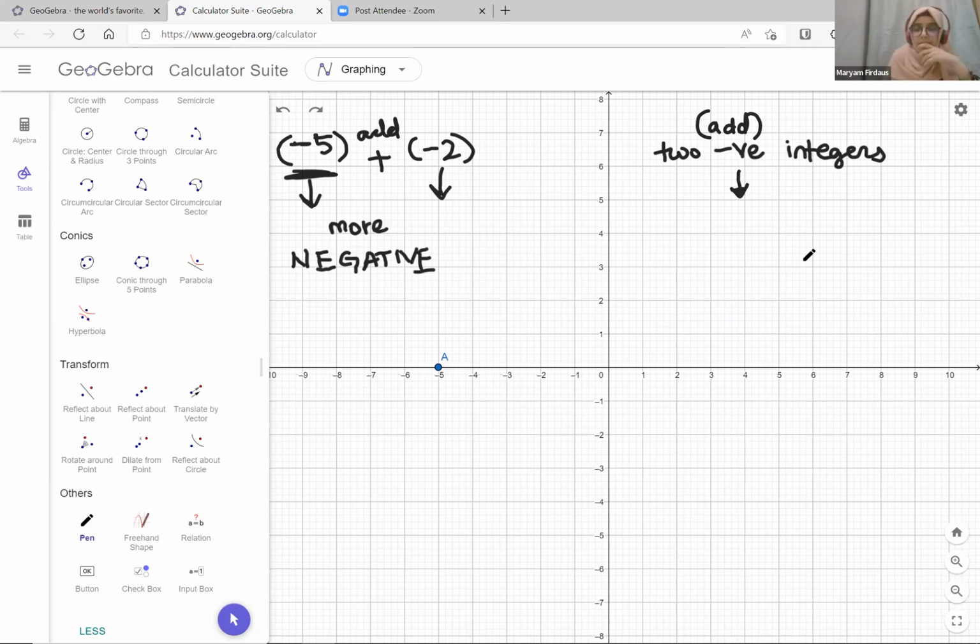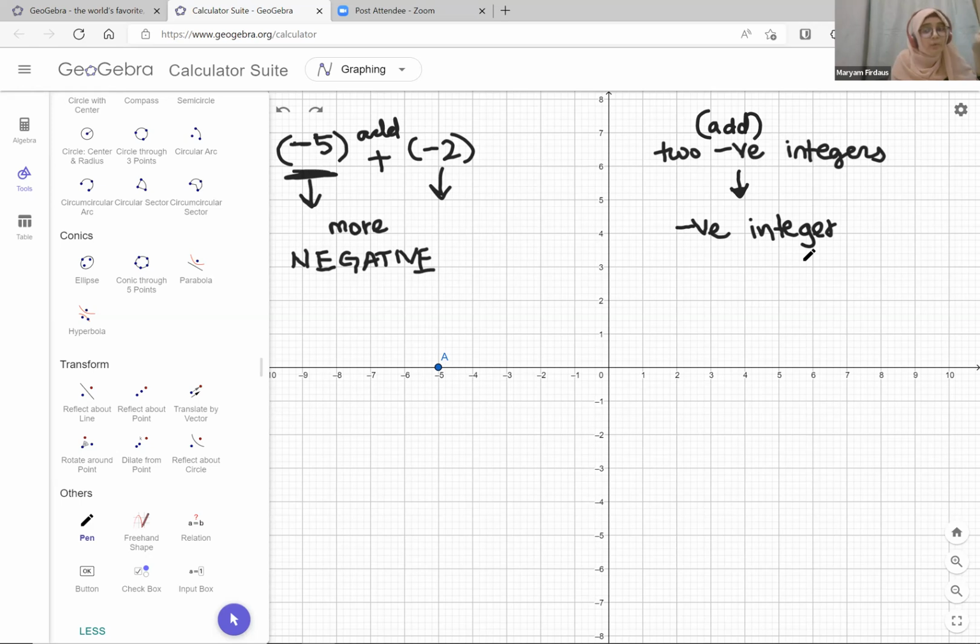We will get a negative integer. Let's take the example that you gave, -5. So we have -5 and we are adding -2 to it. So that means we are moving to the left. Is that right?